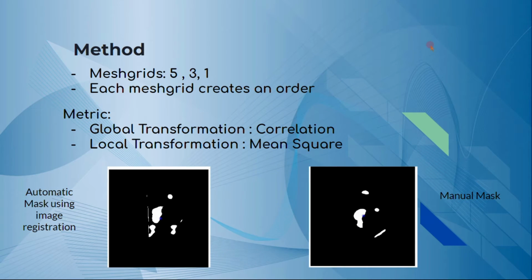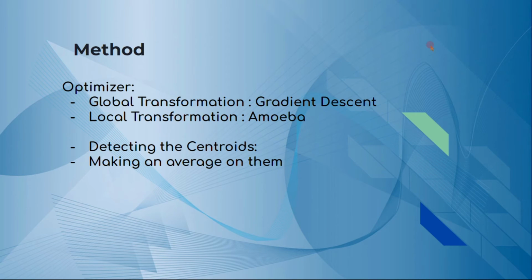Here is a sample of the automatically created mask using the algorithm compared to the manual mask. The selected optimizer for the first two transformations is gradient descent, and Amoeba is the optimizer of BSpline registration. Then I calculated the centroids of the areas and made an average over them to obtain the main centroid of each image.